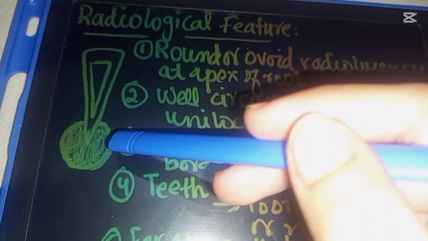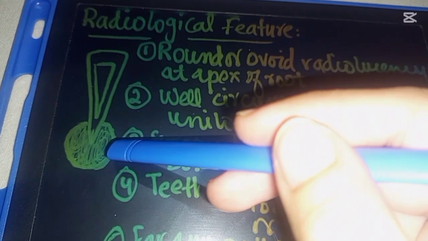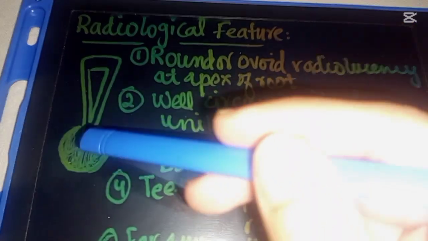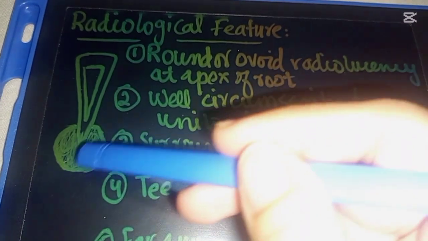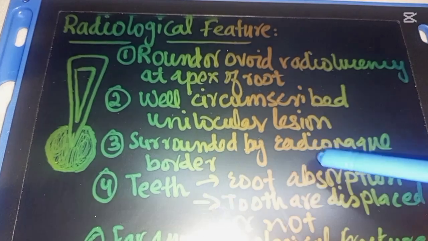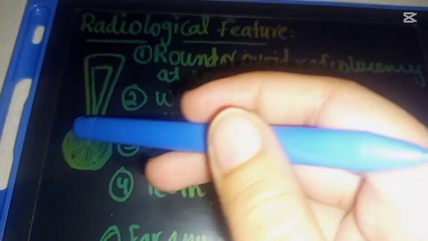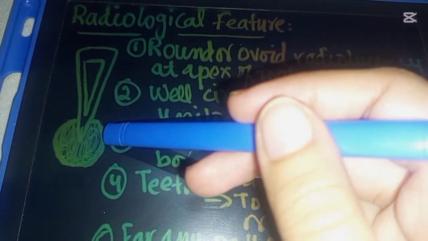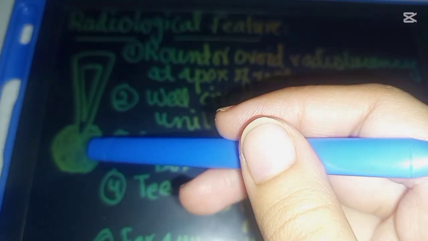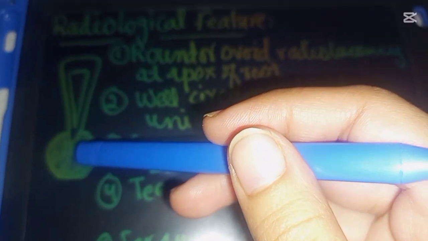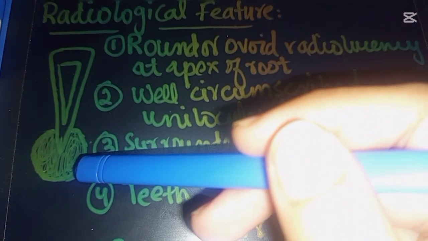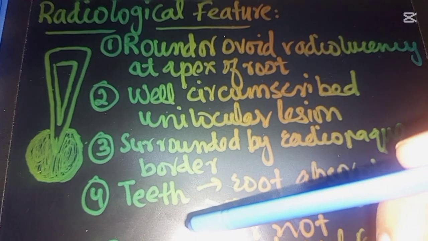Radiolucency means that it will appear as a blackish hole at the apex of the root. It has a well circumscribed unilocular region, meaning it is a well circumscribed, unilocular lesion, not multilocular, which is very rare. Okay, it is surrounded by a radiopaque border, meaning the border will be white. In the x-ray, the center will be radiolucent, which will appear black to you, but the border will be radiopaque.